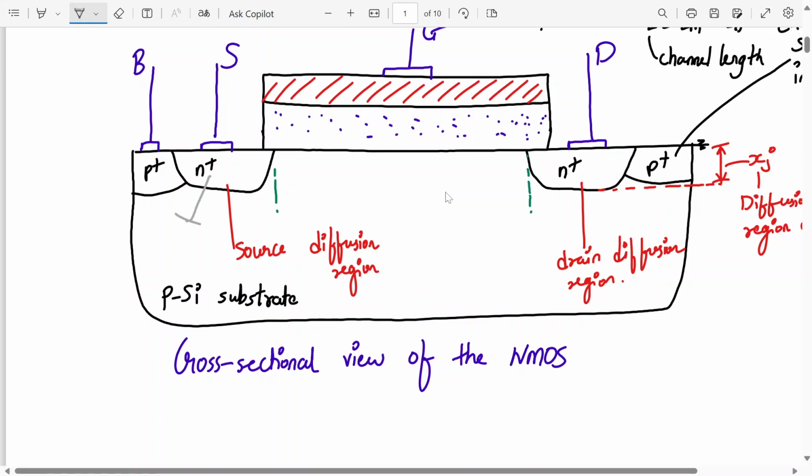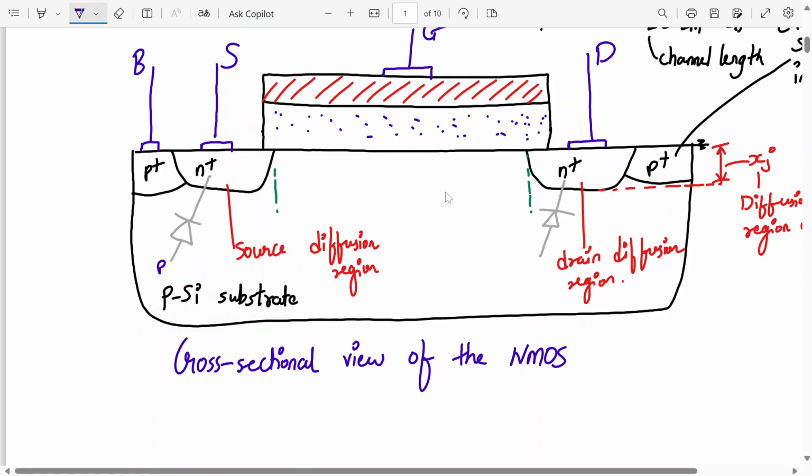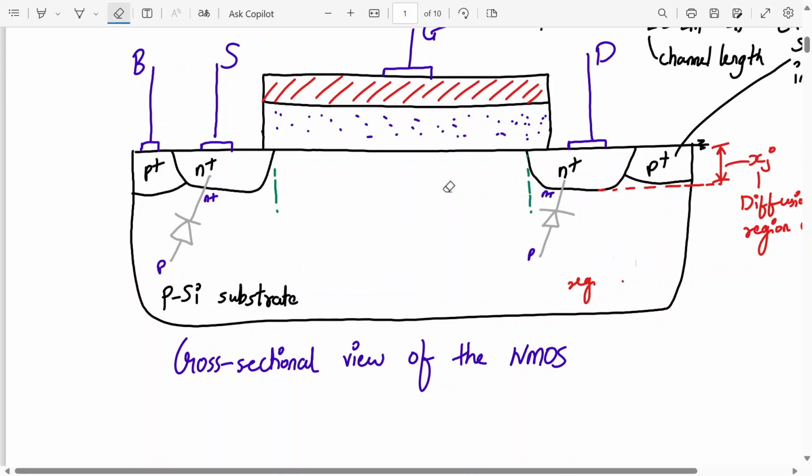Okay, and this is my P. So there is one PN junction over here. There is one PN junction present over here also. Yes or no? This is the p silicon substrate. This is made up of p silicon substrate, and this is made up of n plus. So this is a p n plus junction. Here also we have a p n plus junction. So because of these p n plus junctions, we have two junction capacitances.